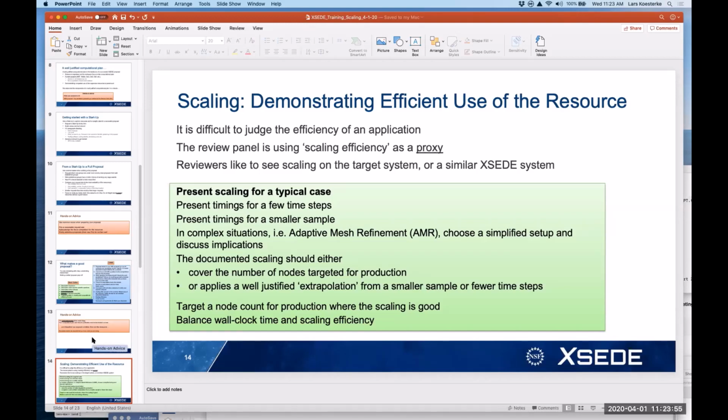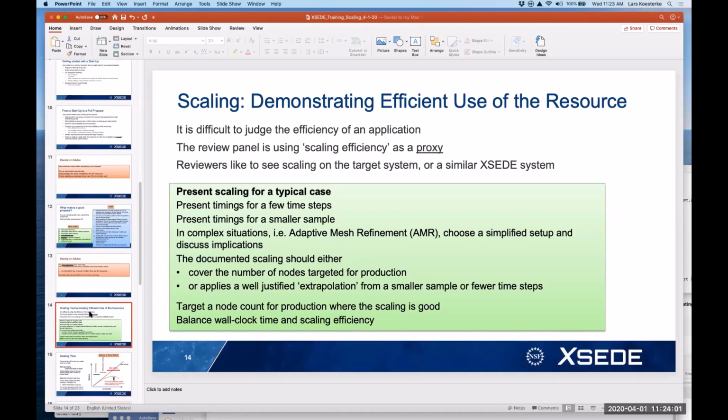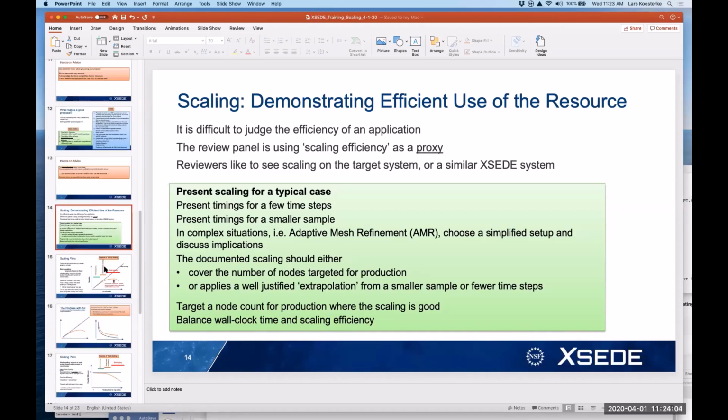Oh yes, there's a question, of course, about what is a good scaling analysis, and that will come in a couple of slides. And of course, what reviewers want to see is that once you have established a scaling curve, that you will pick a number for node count or core count that is a good number, and where you balance wall clock time and scaling efficiency.